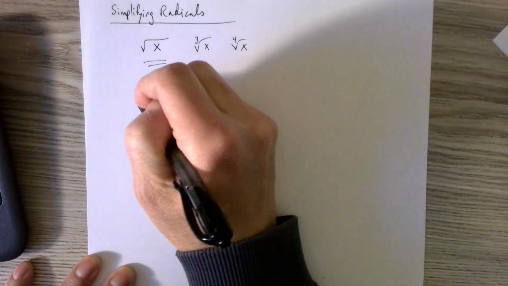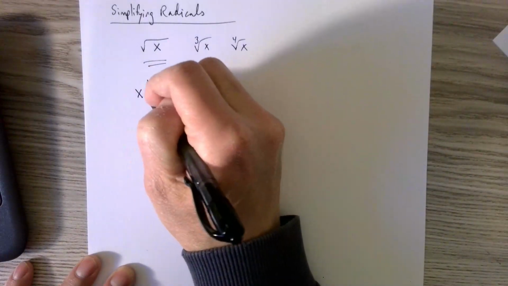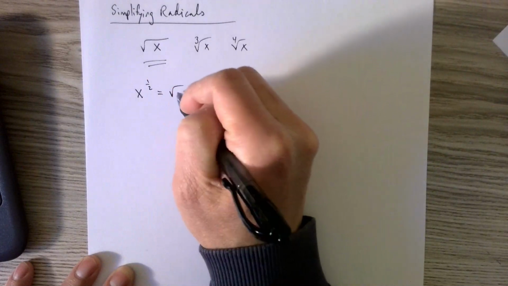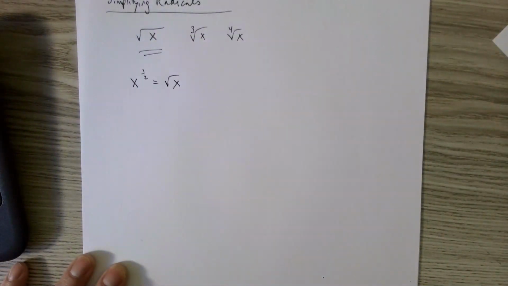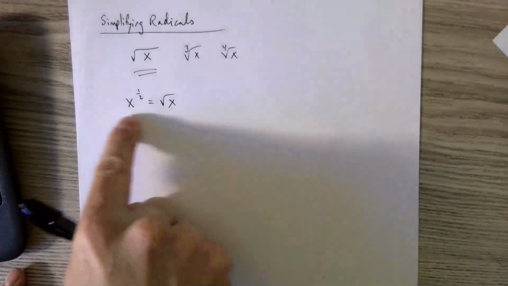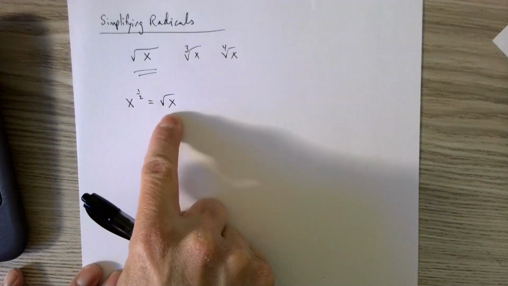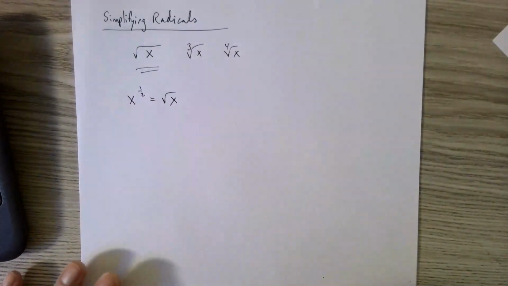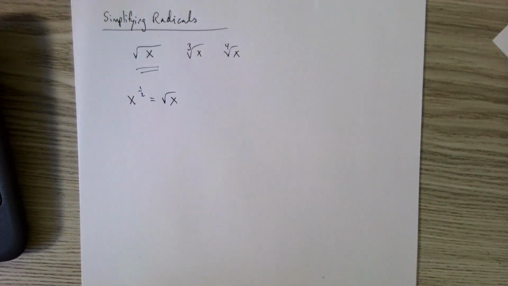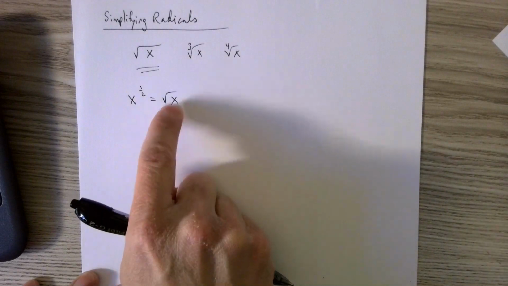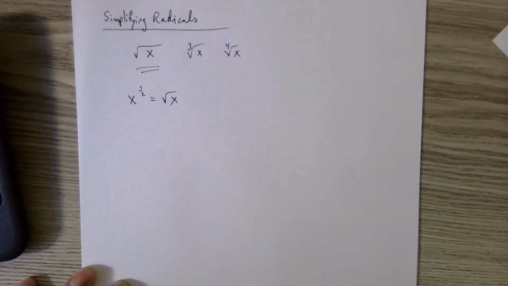So as you know, x to the 1/2 power means square root of x. But since we're shifting into the world of radicals, you're going to see this exponent less and less, and you're going to see more of this. After this video, you probably won't see that at all. I'm just going to stick with the radical sign.